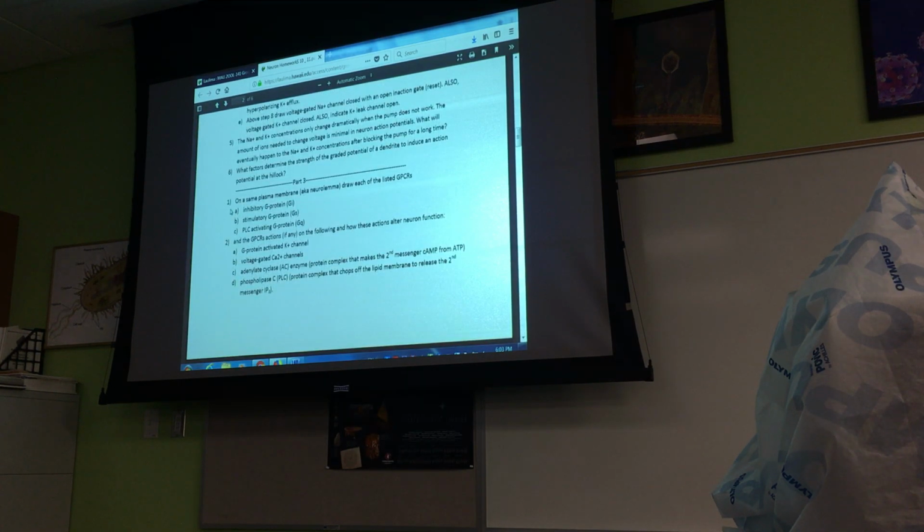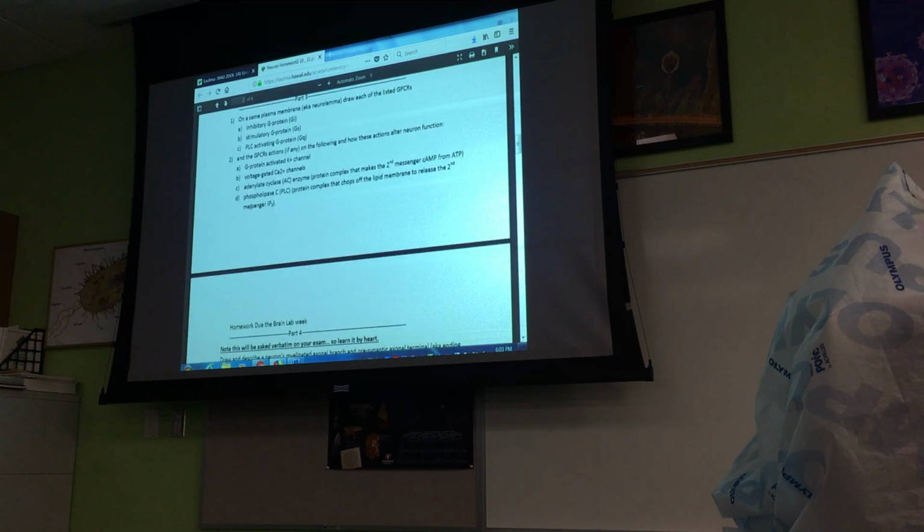Now going to the next one, the GPCRs. What are the three things that Gi does? It inhibits and stimulates. It inhibits opening, and it stimulates potassium channels to open. And what else does it inhibit? It inhibits the production of cyclic AMP.